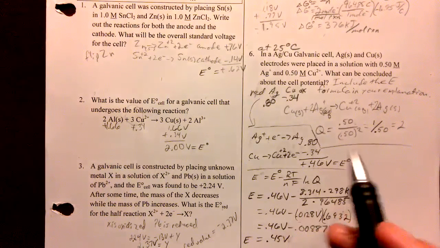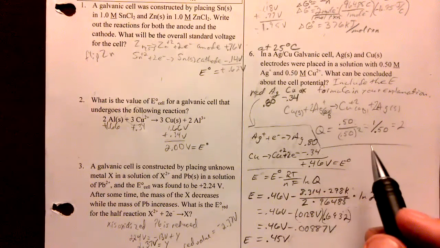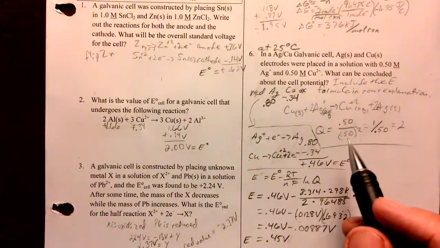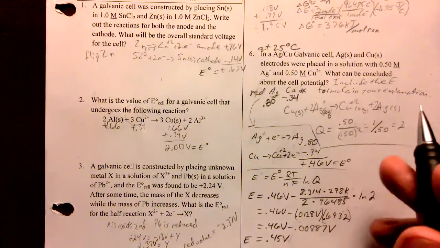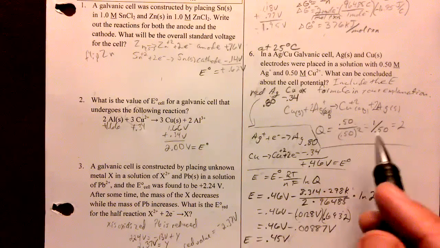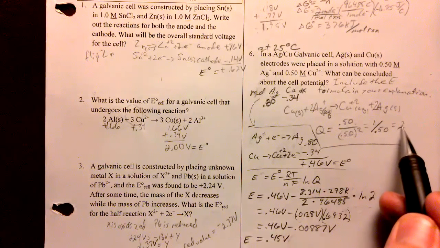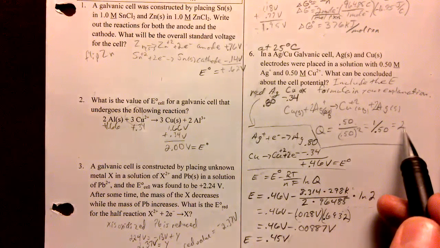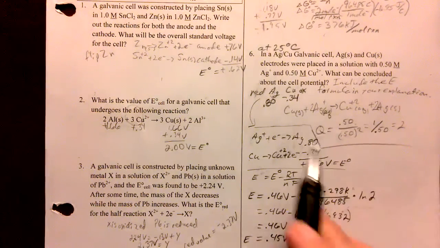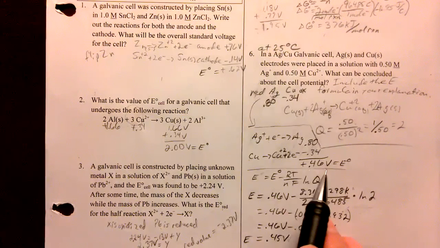So then they would have choices that are equal to the standard cell potential, and then 2 that are greater, and then 1 that is less. And you just say, oh, if Q is greater than 1, then the voltage has dropped from the standard conditions, and you choose the one that is less than the standard value.